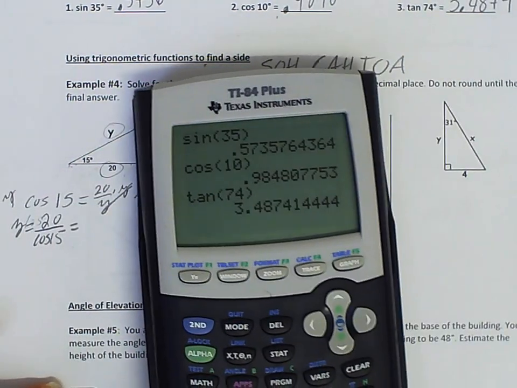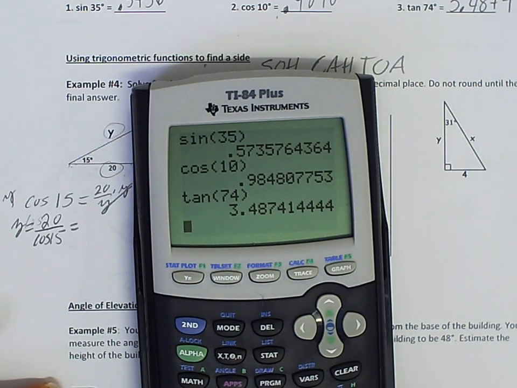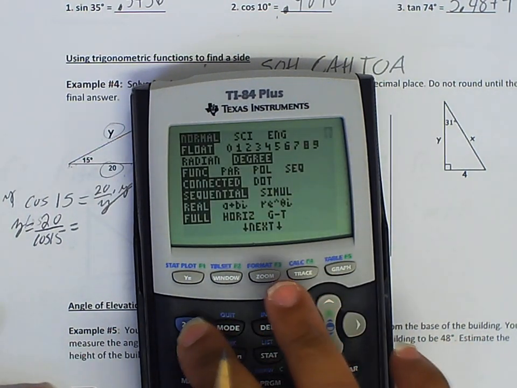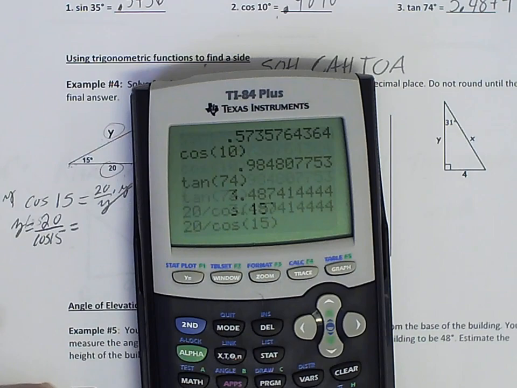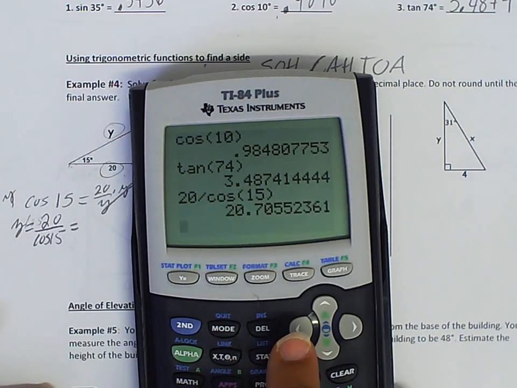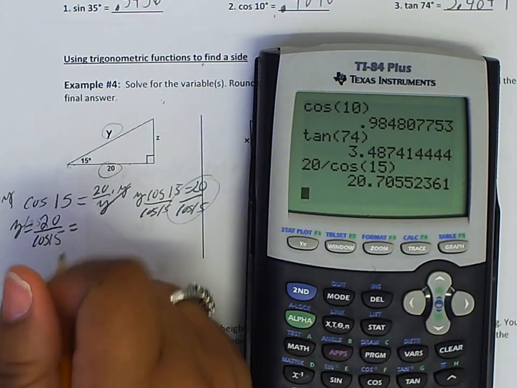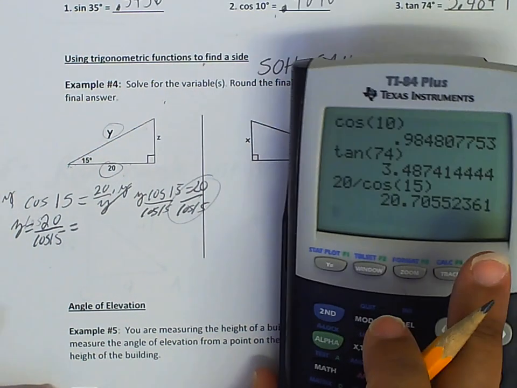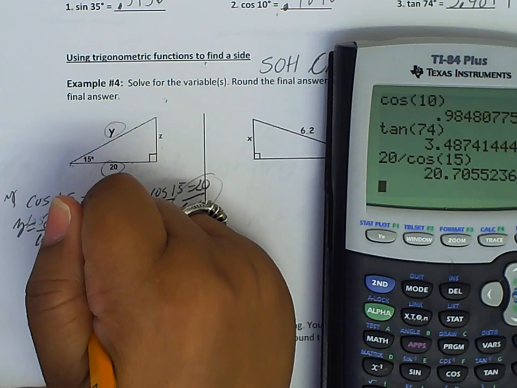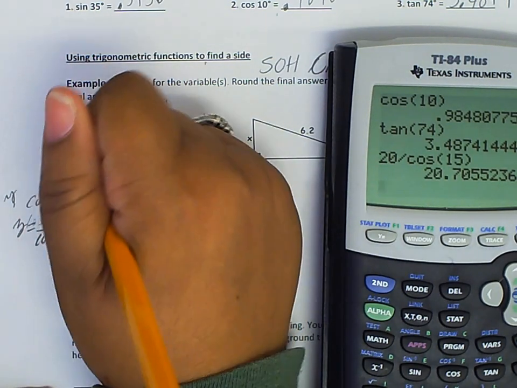You want to get your calculators out. You want to make sure, again, it's in degree mode. Mine should be because I haven't cleared it. So I hit 20 divided by cosine 15, and it turns out to be 20.71 or something. How many decimal places does it say? 1 decimal place. So 20.7. Okay, so that is y.